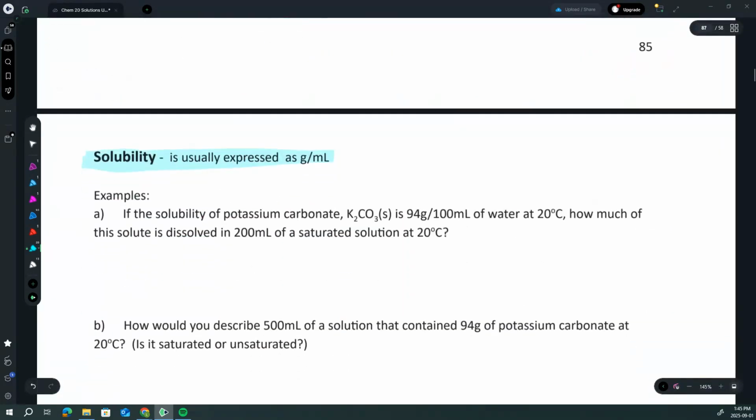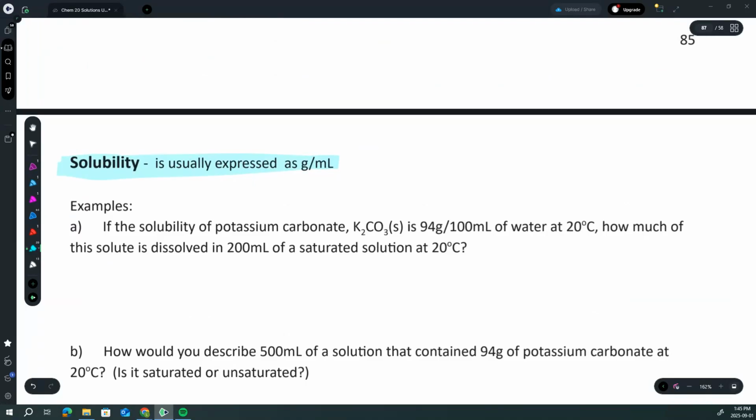Okay, so if the solubility of potassium carbonate is 94 grams per 100 milliliters, that's telling you, okay, at 20 degrees Celsius, the maximum amount of potassium carbonate that you can dissolve in water is 94 grams per 100 milliliters. Okay. Now, how much of this solute is going to be dissolved in 200 mL of a saturated solution at 20 degrees Celsius? Okay, so we're still operating at the same temperature. This is our solubility value.